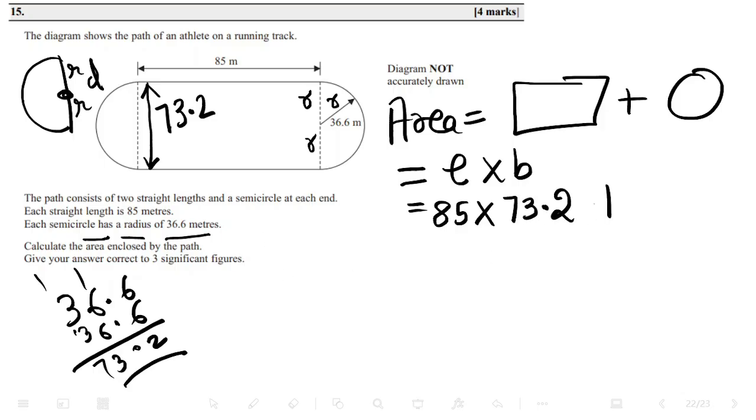So this is the area. Now what about, because see, there are two semicircles, this semicircle and then this semicircle. So it's only one question. Like we have already done the perimeter, so now we are doing area.